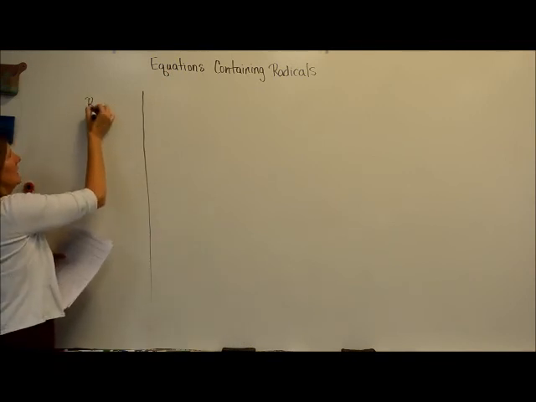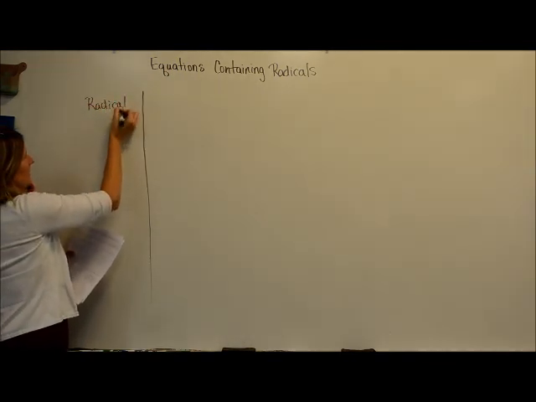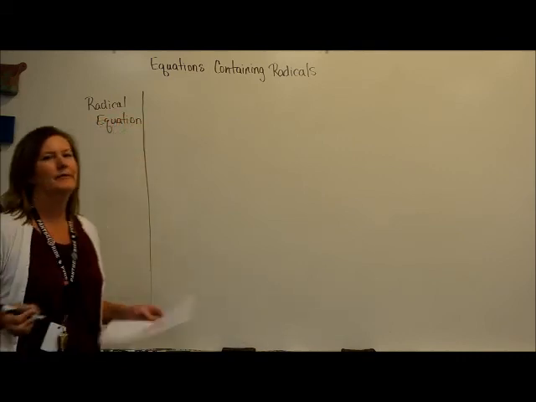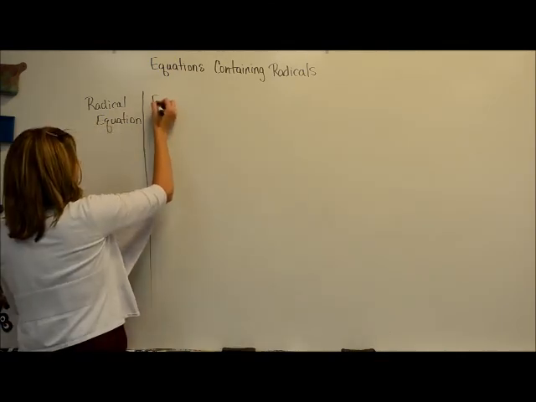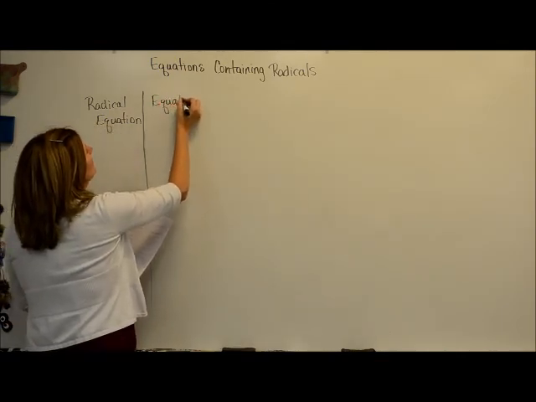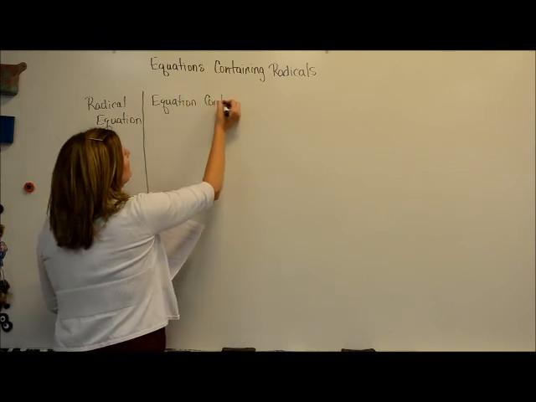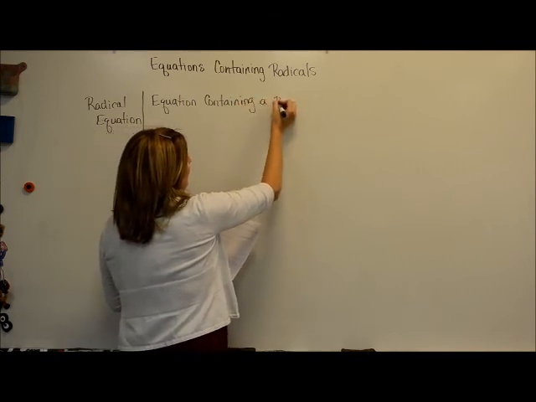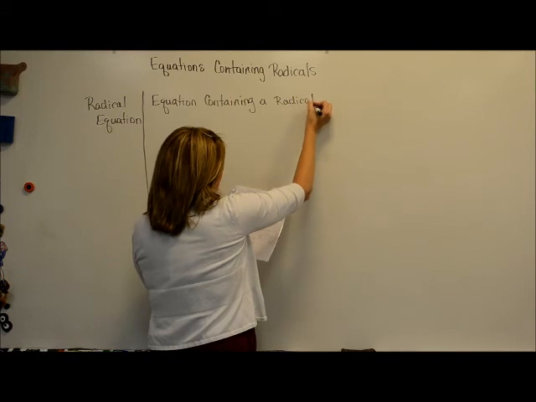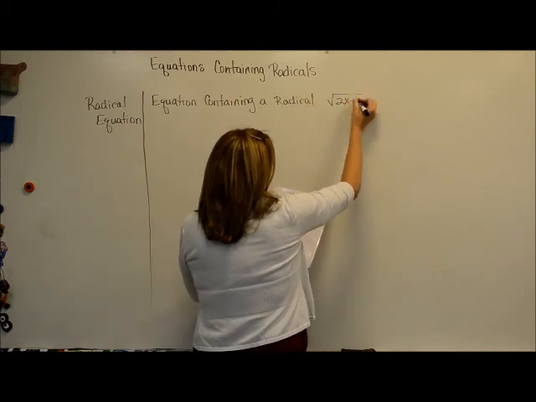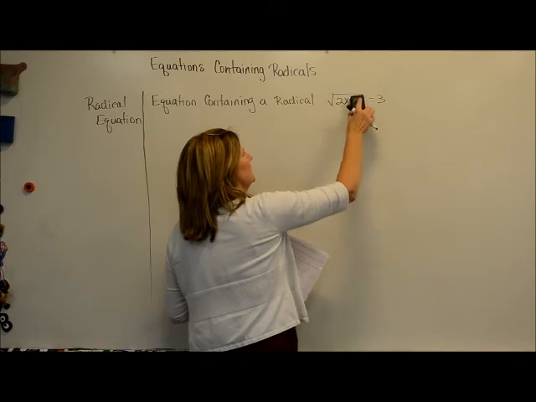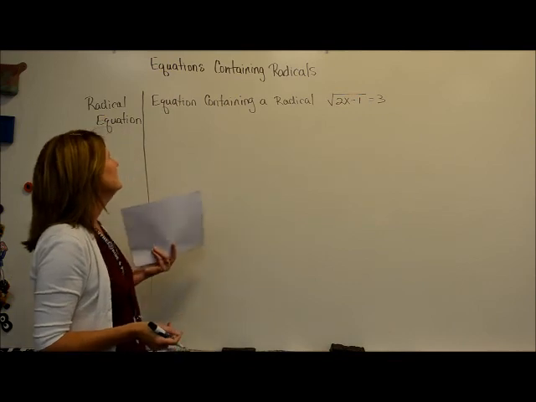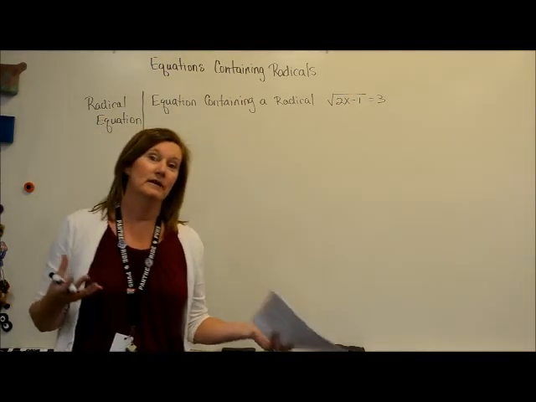All right, a radical equation is just an equation containing a radical, of course. Containing a radical, such as this. It's the square root of 2x minus 1 equals 3. So this is an equation containing a radical, so we need to solve these equations.